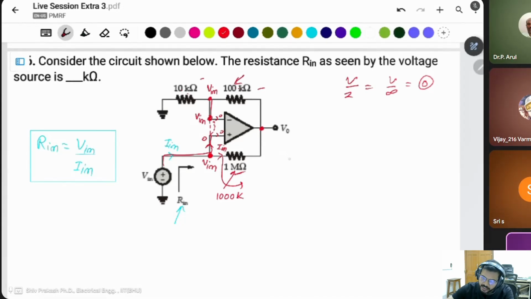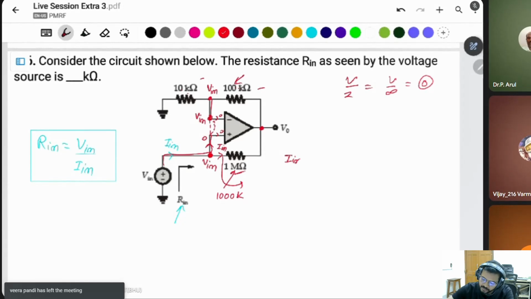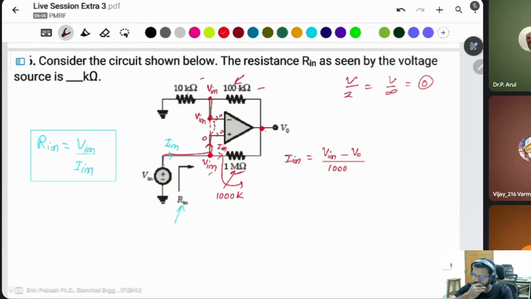Then what is the I in this case? Voltage difference: this voltage V in minus this voltage V naught, divided by 100,000. Okay, sorry. I replace the K, and put the value as this one is in milliampere. But in this equation, we require the output voltage. Output voltage we will get from here.